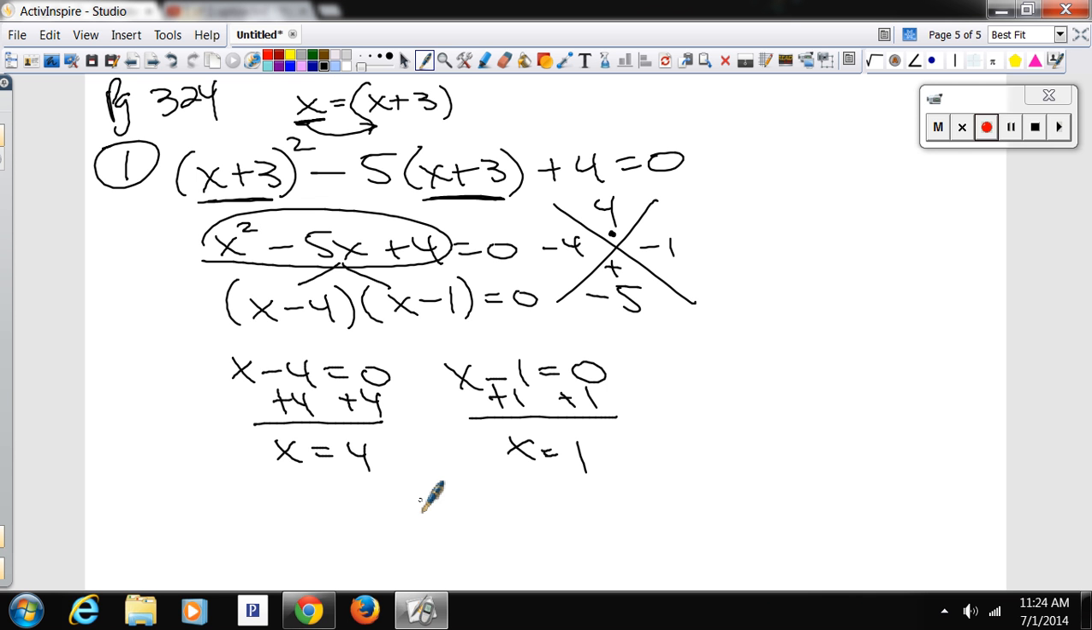So normally your two answers would be 4 and 1. But go back to the beginning. What did x actually equal? x plus 3. So once I figure out what x is, now you take that x out and you put in the x plus 3 equals 4, x plus 3 equals 1. So you gotta substitute that in, and you're going to subtract 3 on both sides. So x is actually going to be a 1, which we already had, and a negative 2.